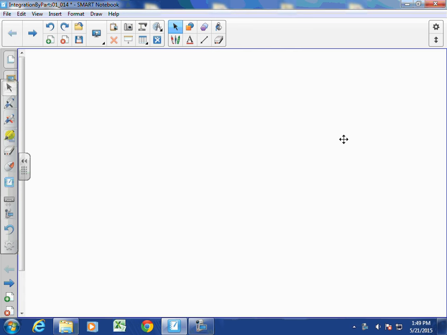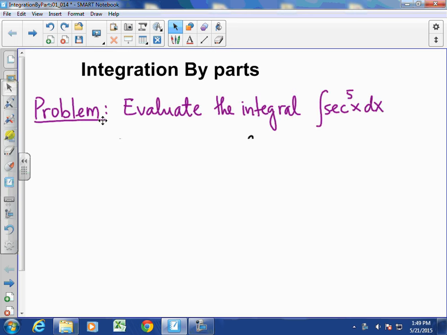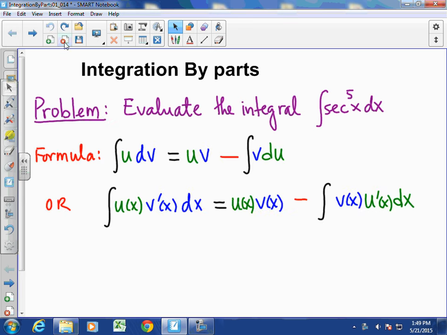In this video, we are going to solve an integration problem using the integration by parts formula. The problem is: evaluate the integral of secant to the fifth x dx. And the formula for integration by parts is given here.